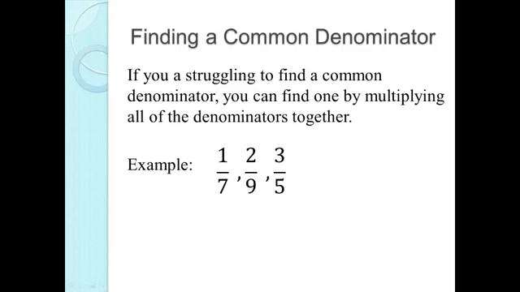Sometimes you will not always be able to just look at the denominators to determine a number that all of them will go into. If you are struggling to find a common denominator, you can always find one by multiplying all of the denominators together. For example, in the fractions 1/7, 2/9, and 3/5, it's not easy to look at 7, 9, and 5 and determine a number that all of them will go into. In order to do that, we can multiply 7 times 9 times 5 and get a common denominator of 315.